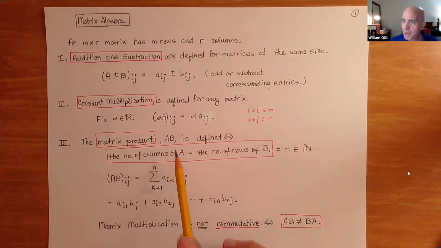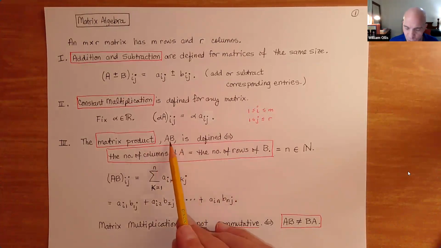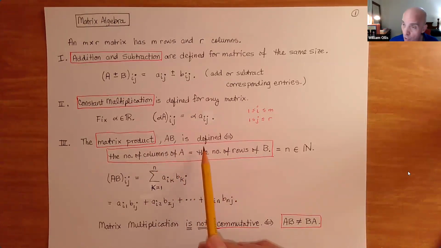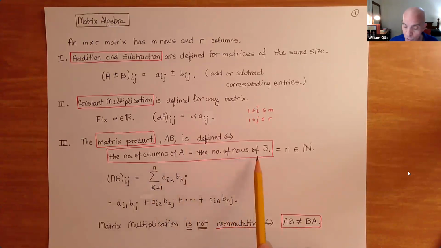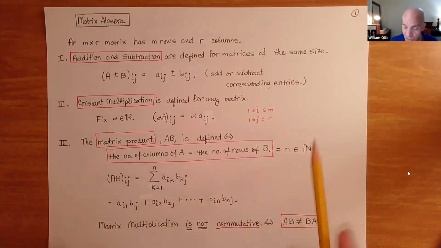Now, when it comes to matrix multiplication or the matrix product, we have to think a little bit more and also keep in mind the sizes of the matrices. So when is the matrix product AB defined? Well, it is defined, ladies and gentlemen, if and only if the number of columns of A equals the number of rows of B. And say in some particular case that this number happened to be N. Now, this may seem a little awkward at first. When we look at some examples, it will be much more apparent why this rule is required.